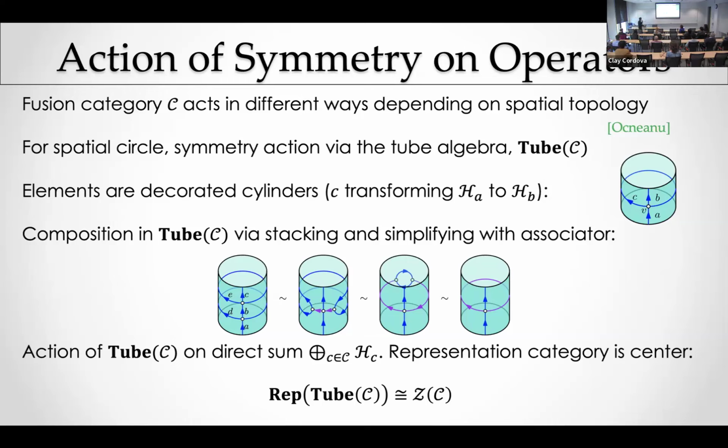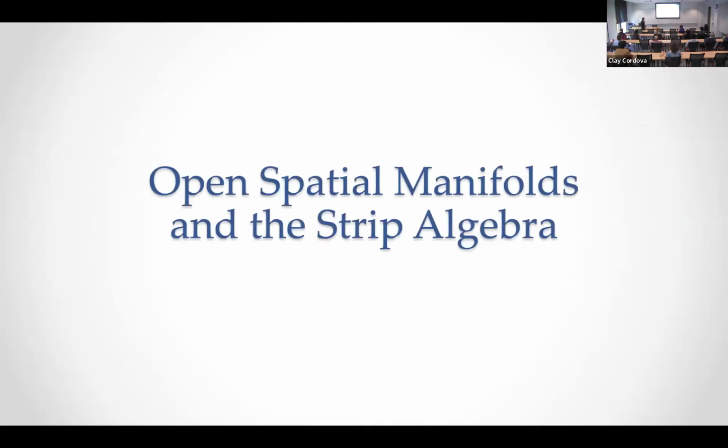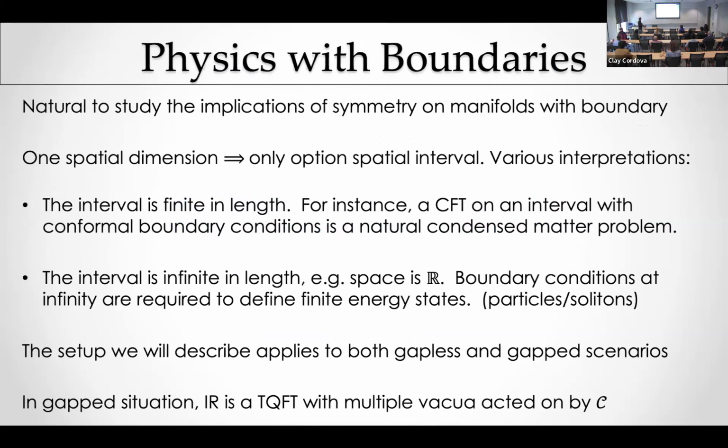Okay, so this fusion category symmetry that we're talking about acts in different ways depending on what space is. If space is a circle, we have discussed in principle the answer to this question, and we're going to generalize that now. All of what I said before was basically known. Now we're getting into some new material. We're going to consider the implication of this fusion category symmetry on manifolds with boundary. It's a fancy way of saying something very simple. We're in one spatial dimension, so the only manifold with boundary is an interval. So we're going to study our theory on an interval.